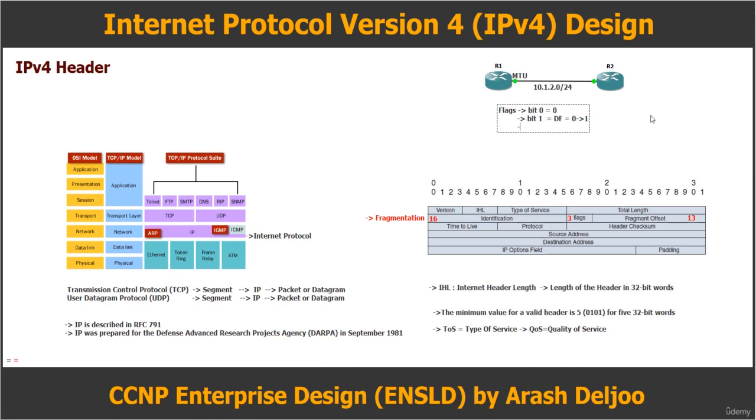Also, about bit 2, I have explained that it is the MF bit, or More Fragment bit, and only when we have fragmentation will we see the More Fragment bit set to 1. Because of that, we can understand these three fields: identification, flags, and fragment offset. All of them are related to the fragmentation feature, and if we don't have fragmentation, maybe only the identification field is used.